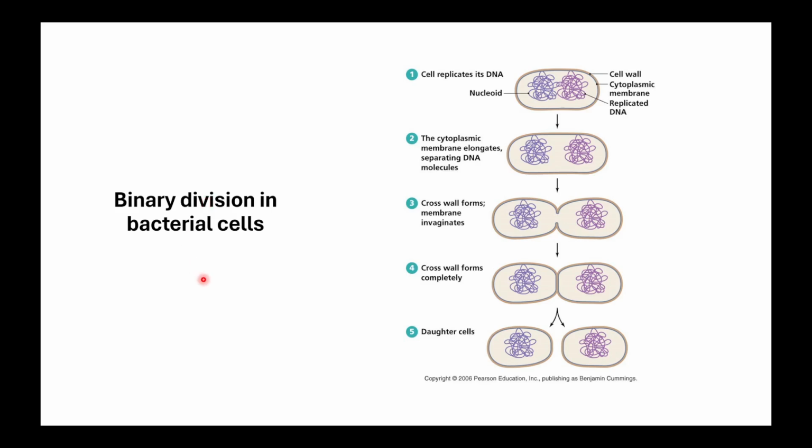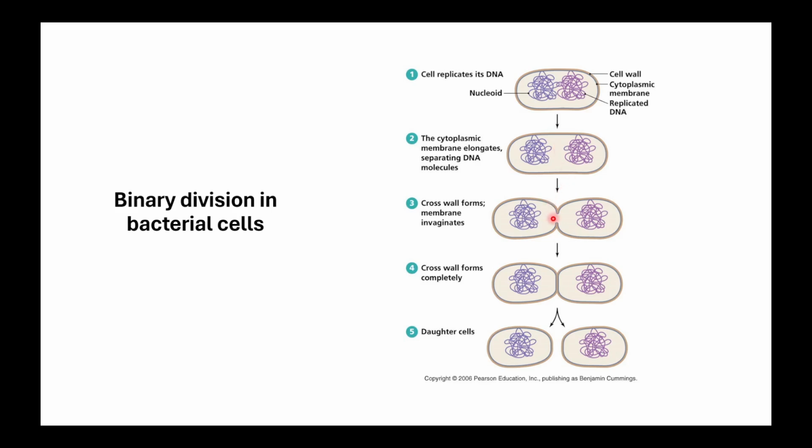Now, mainly we will look at the asexual types of reproduction in bacterial cells. One of them is binary division, and what basically happens here is the parent cell divides into two daughter cells. So what happens is the cell replicates its DNA. There's the cell wall, the cytoplasmic membrane or plasma membrane, and the DNA has replicated. Now, the cell becomes elongated. The cytoplasmic membrane elongates, and the DNA molecules move to opposite poles.